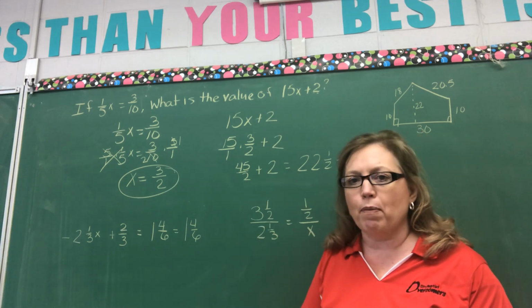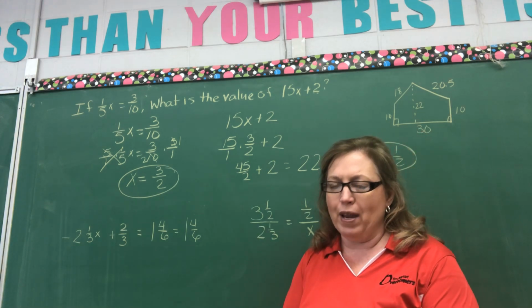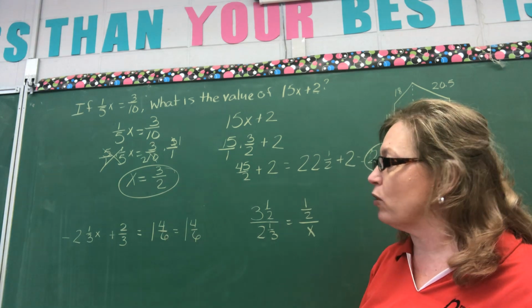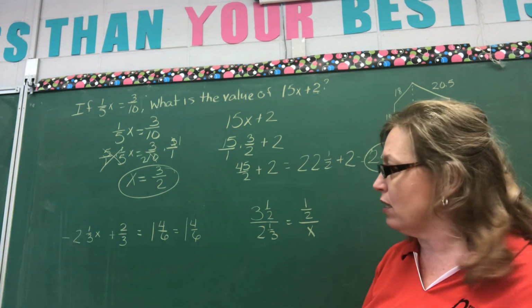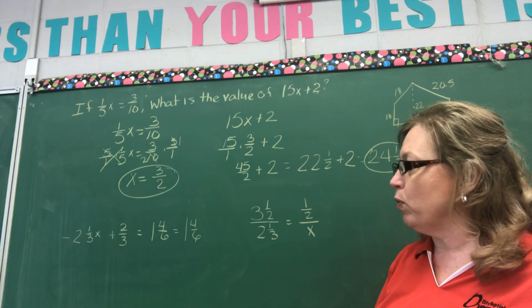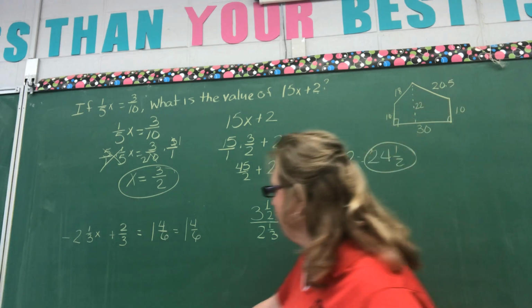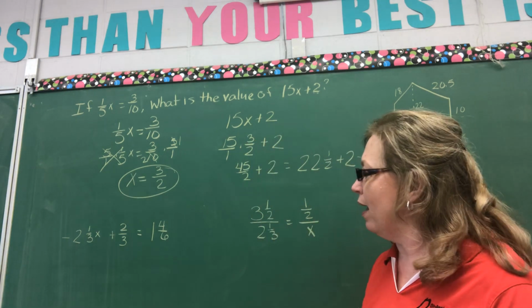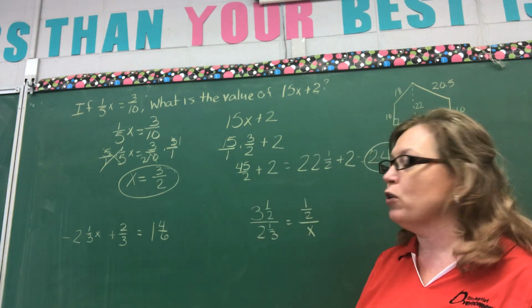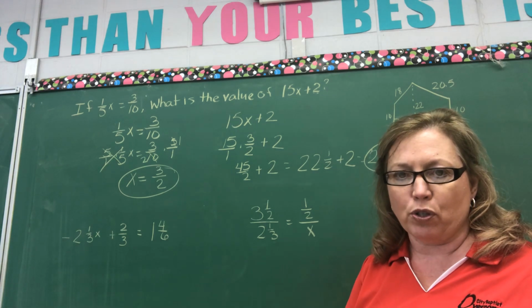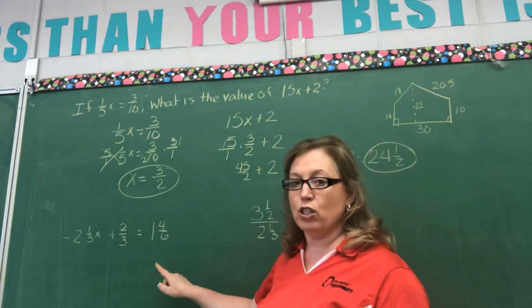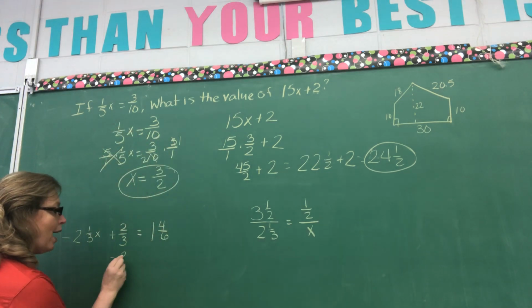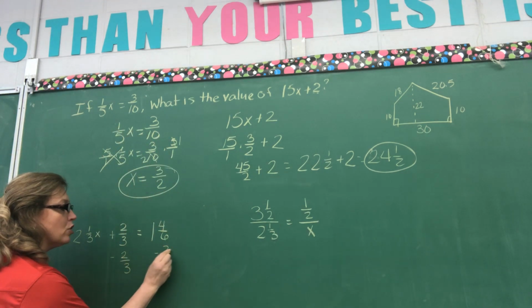Let's look at another type of problem that we have been doing, and let's review it. What if I have negative 2 1/3 x plus 2/3 equals 1 4/6? I got ahead of myself there. The first thing I'm going to do is get rid of that 2/3. It says to add it, so we know that we are going to subtract. So let's subtract 2/3 from each side.